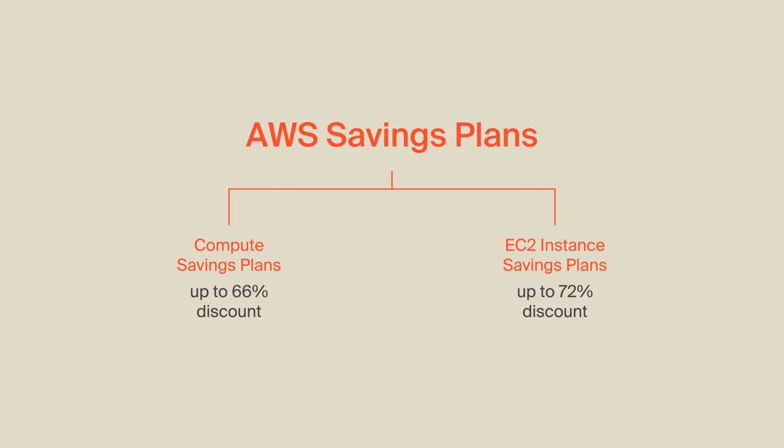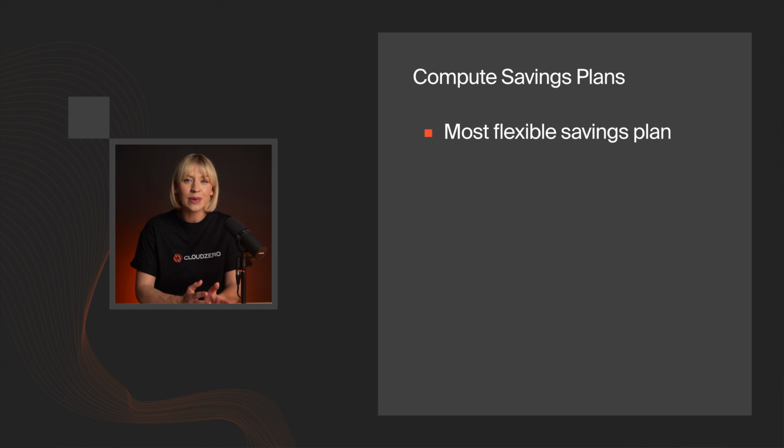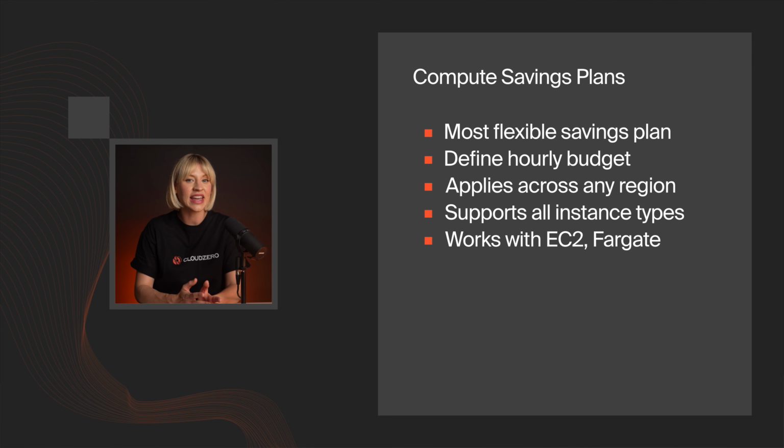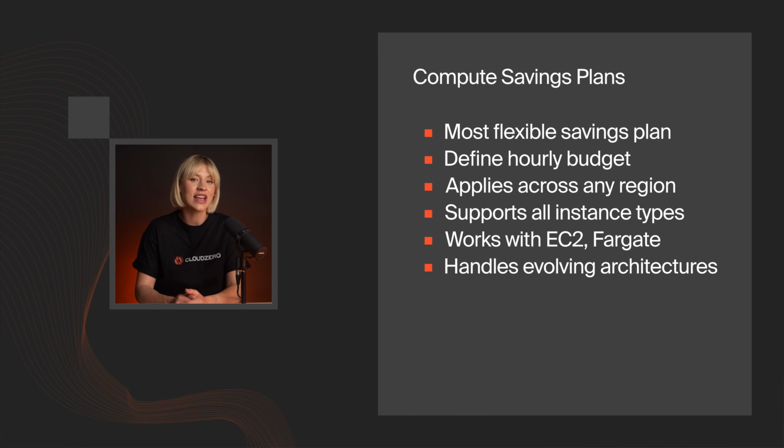There are two main types: Compute Savings Plans and EC2 Instance Savings Plans. Compute Savings Plans are the most flexible. You commit to a certain hourly spend and you can apply that across any region, instance family, operating system, or tenancy. Whether you're using EC2, Fargate, or Lambda, these savings apply. If your architecture changes over time, you're still covered. It's perfect for teams that want to keep things agile.